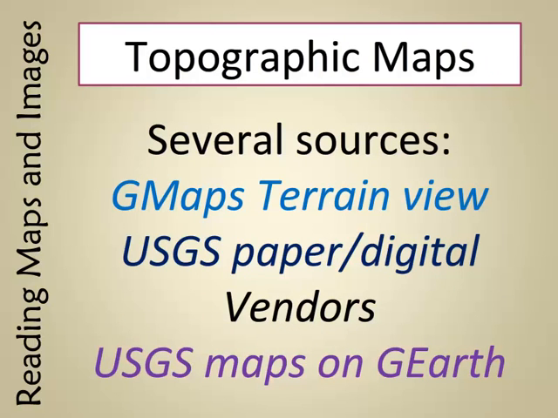Topographic map information, of course, is best supplied from the USGS. There are a variety of ways of getting it in paper or digital format, and a variety of vendors who will supply it to you. What we find in the Google Earth format are copies of the 1 to 24,000 maps that are very, very useful, and being free makes it particularly handy.